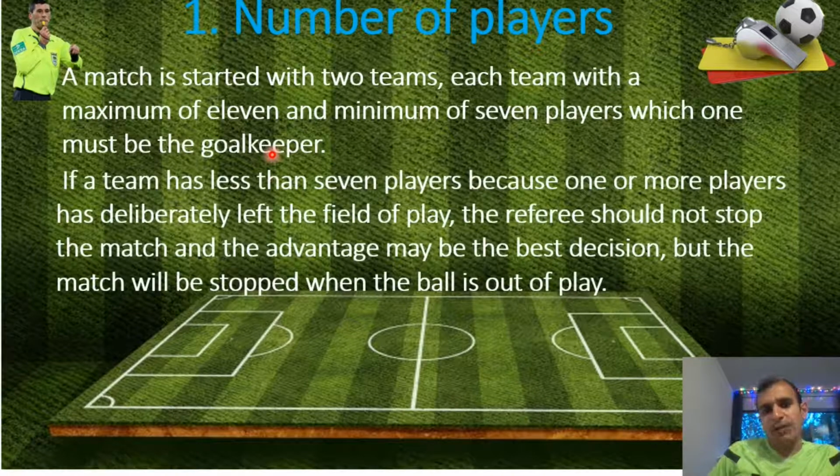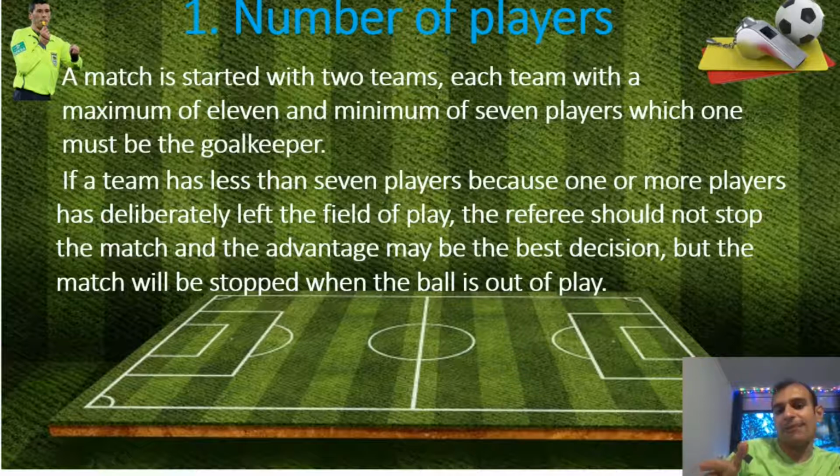Now suppose a team has fewer than 7 players and one of the players leaves the football field. In this case, the referee shouldn't stop the match. An advantage will be the best decision, but the match will be stopped when the ball is out of play, because now this team has fewer than 7 players and the match should be stopped.